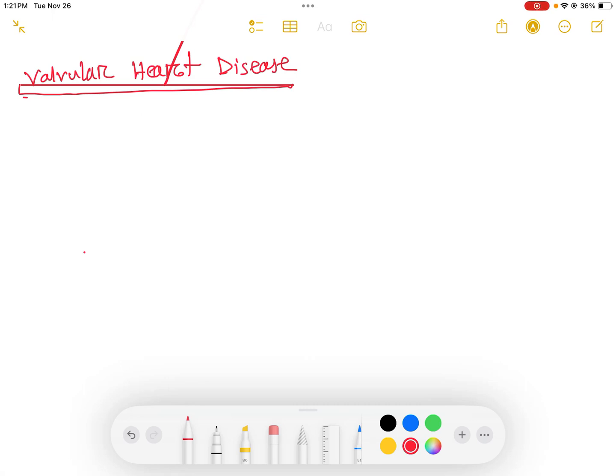Before valvular heart disease, we will study off-pump coronary artery surgery and minimal access surgery in short. Off-pump coronary artery surgery.